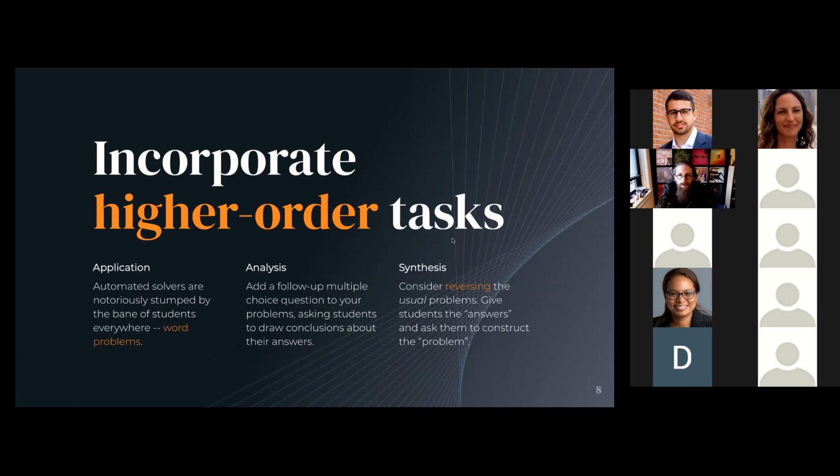Right? Students are being required to put together the information that you give them and construct a solution from the context of the problem. And that's something that automated solvers are simply just not able to do. Now, word problems are pretty difficult to randomize, but gratefully, WeBWorK supports randomization through static problems as well. I think Kate is going to talk about that in the next talk, how you can incorporate static problems into your randomization strategies. Asking students to analyze their results.